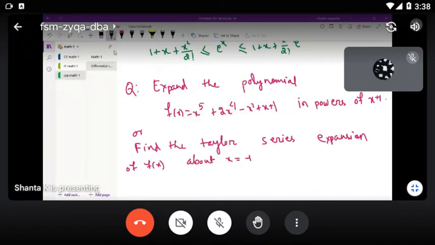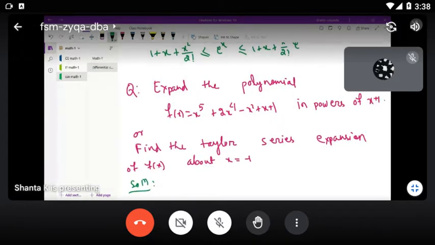Now you can solve this question, I think. Try and do this one. It's an easy one, an algebraic function, so you find the derivatives. It's a fifth degree polynomial, so try up to the fifth order derivative. The sixth order will be 0. So go up to the fifth order.